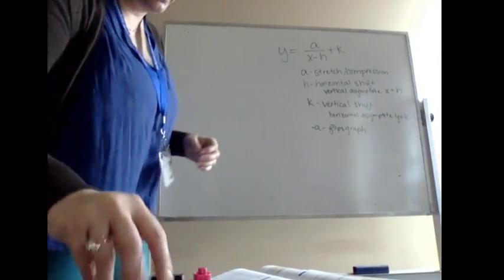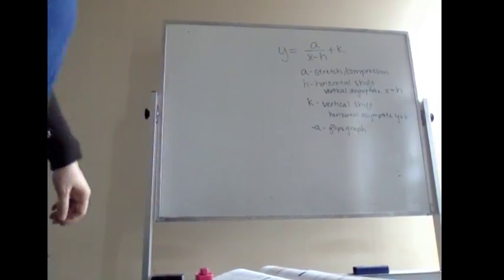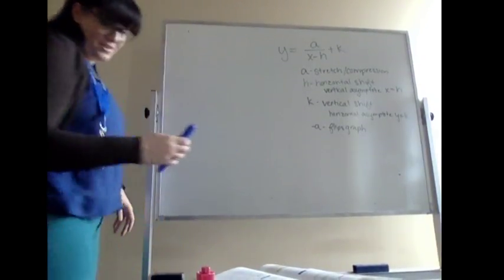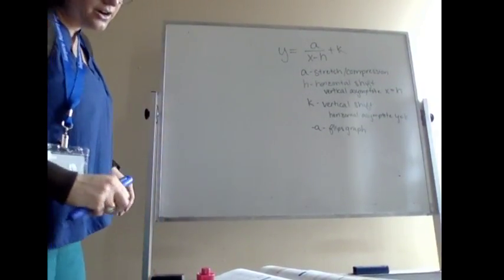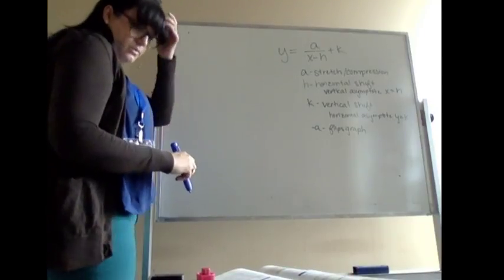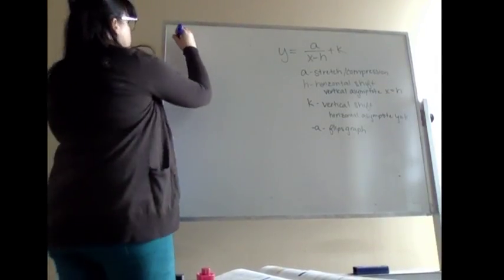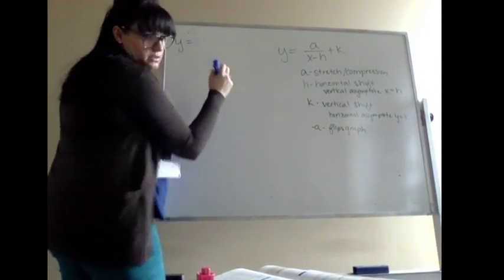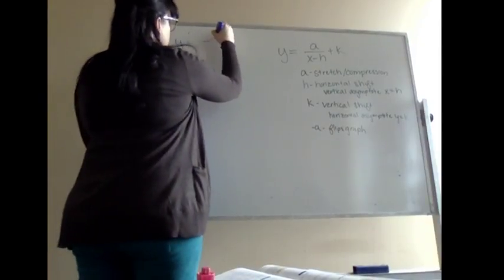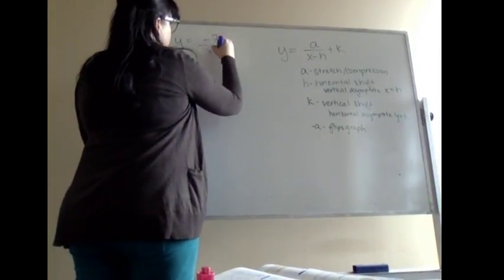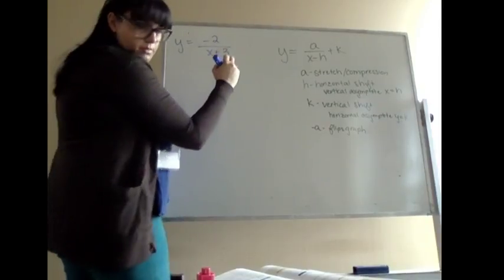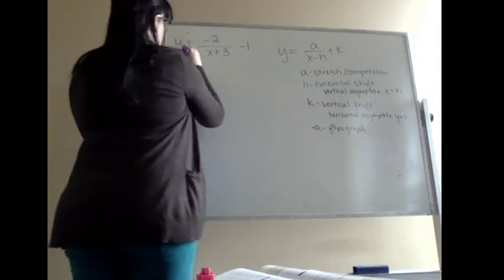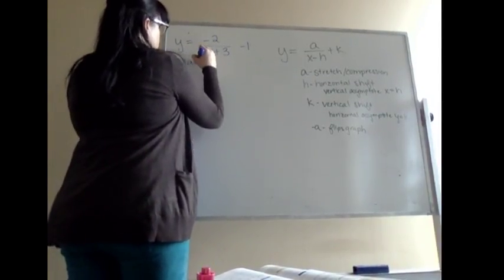Okay. So, let's do blue. I like the marker. Okay, so, example 1. Graph y equals -2 over x plus 3, minus 1. State domain and range.